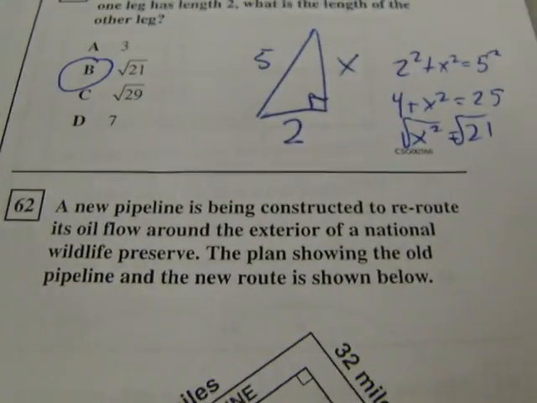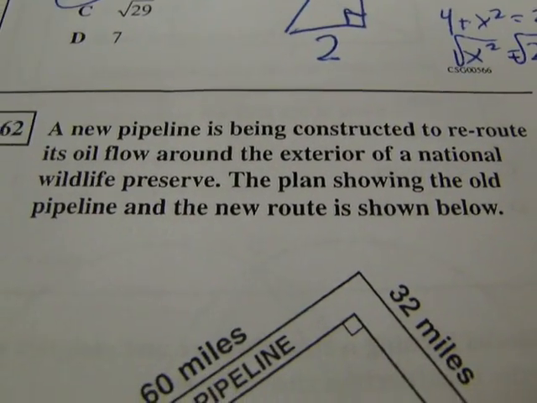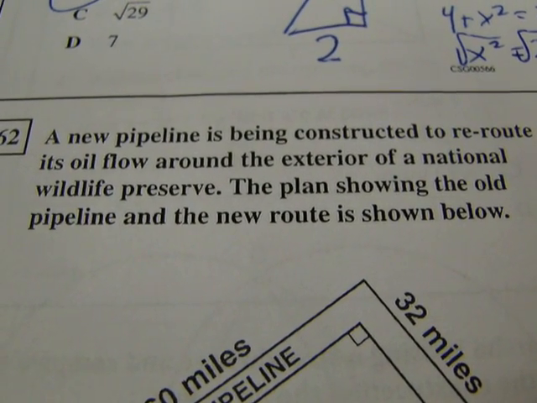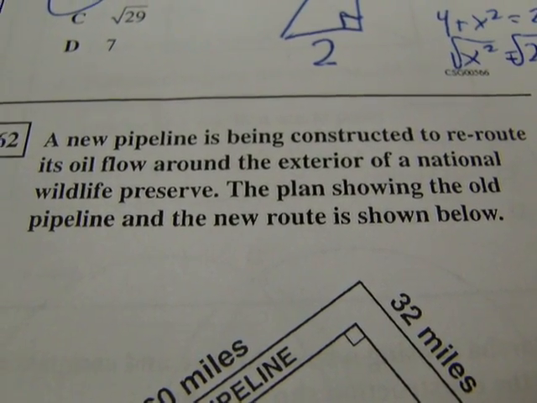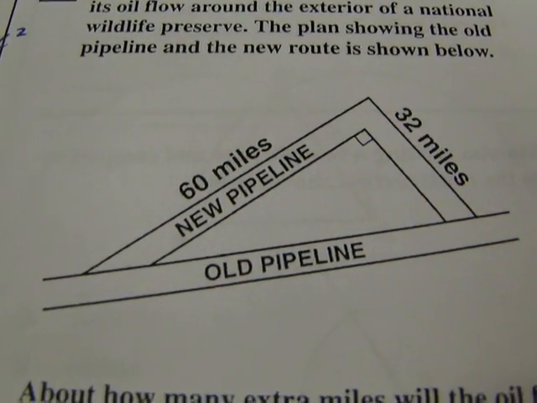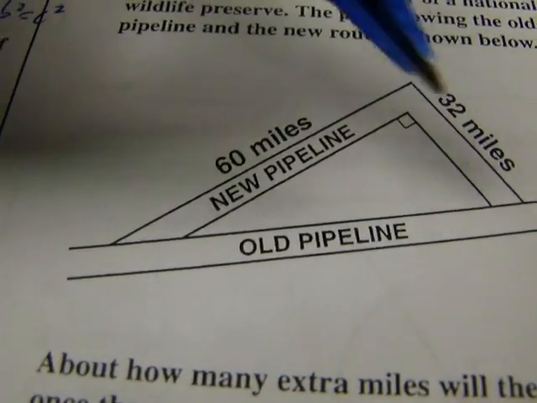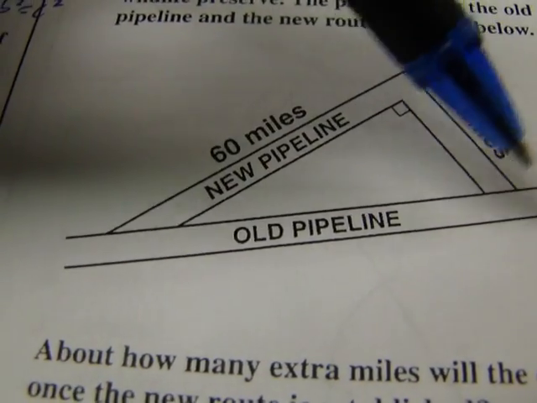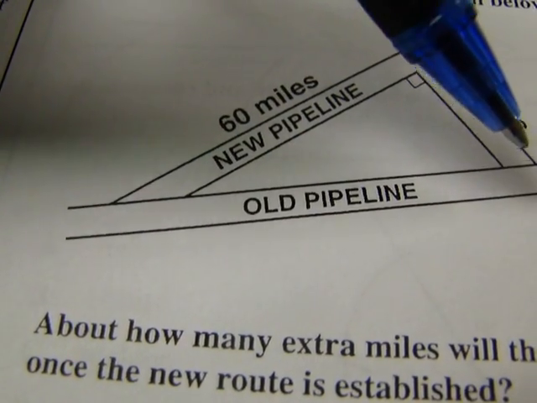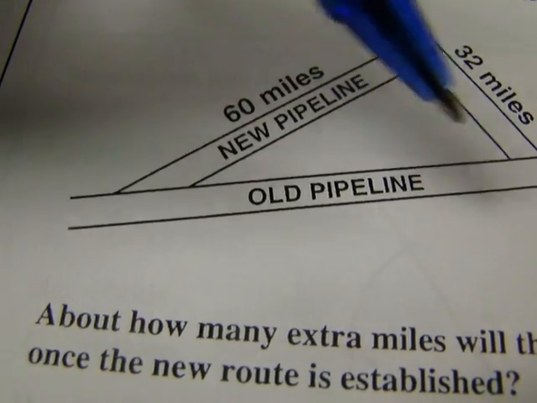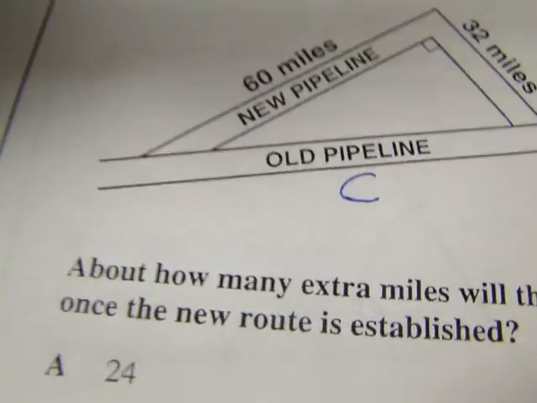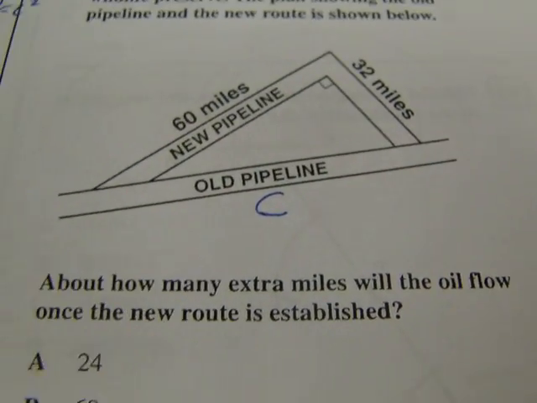This next one is kind of my least favorite of the problems. It's really difficult. A new pipeline is being constructed to reroute its oil flow around the exterior of a national wildlife preserve. The plan showing the old pipeline and the new route is shown below. Alright, so let's look at this. The new pipeline is the long way, and the old pipeline is the short way, but is the hypotenuse. So what we have here is side A, side B, and side C. So it looks like it's going to ask us to find the length of the old pipeline. That'll be the C in the Pythagorean theorem.